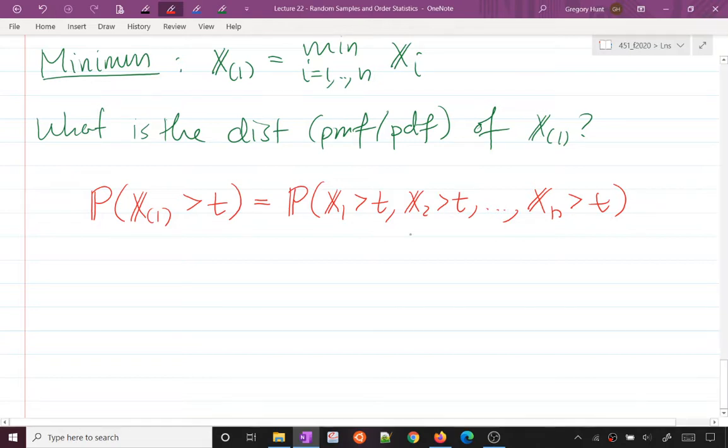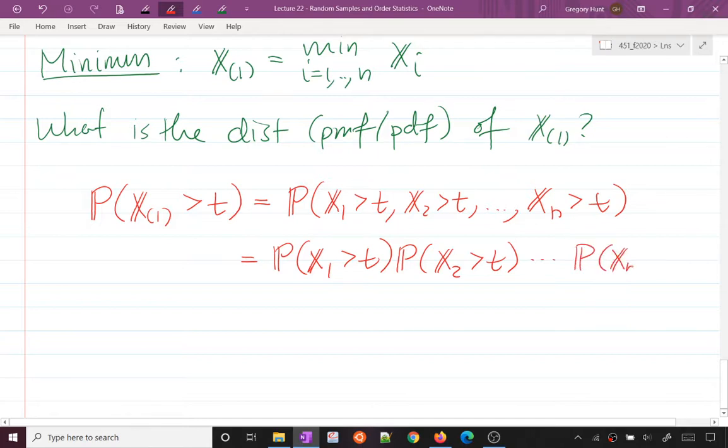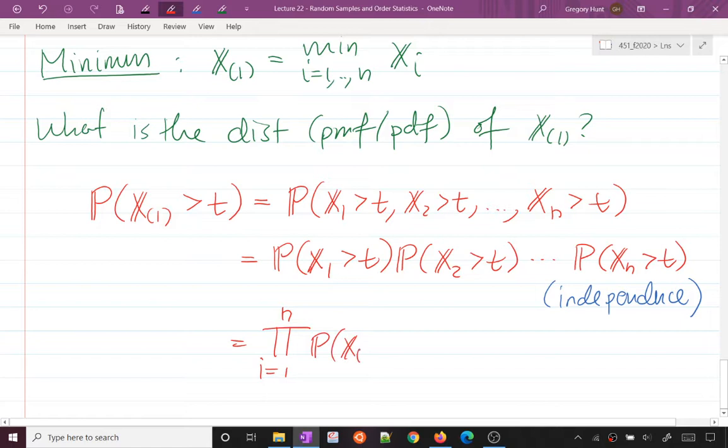So this is the first trick, is to notice that if the minimum is bigger than something, it means all the random variables are bigger than something. And if I have a random sample, my x sub i's are independent, and so I can just factor this. This is the probability x1 is bigger than t, times the probability x2 is bigger than t, etc., times the probability that x sub n is bigger than t. And so this is justified by independence. And we could simplify the notation. I could write this as the product, i goes 1 to n, of the probability that x sub i is bigger than t.